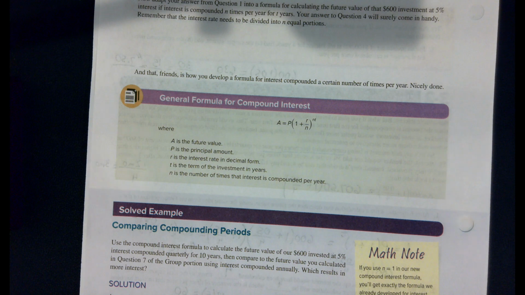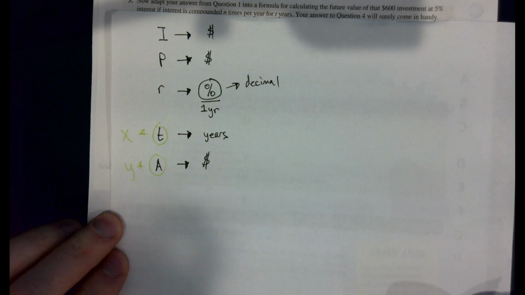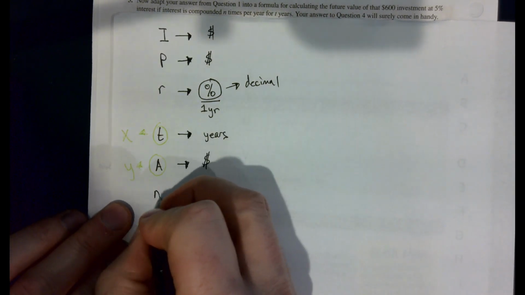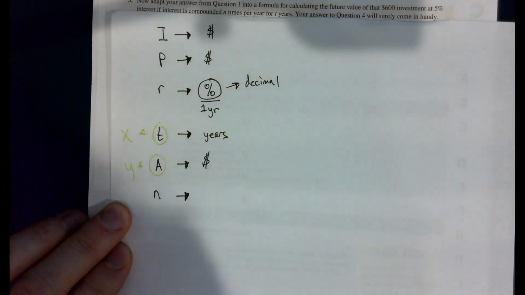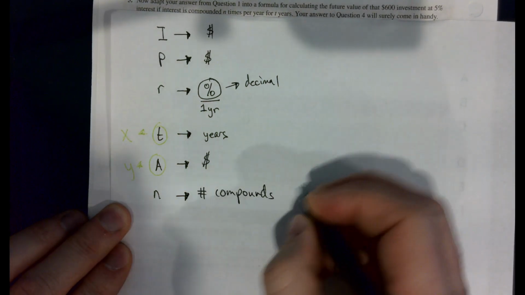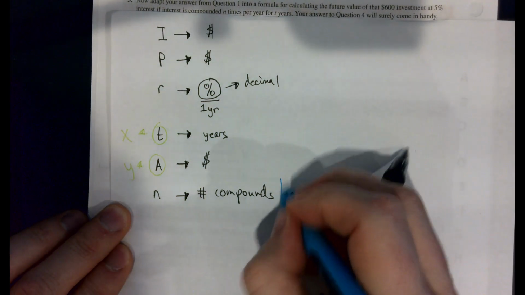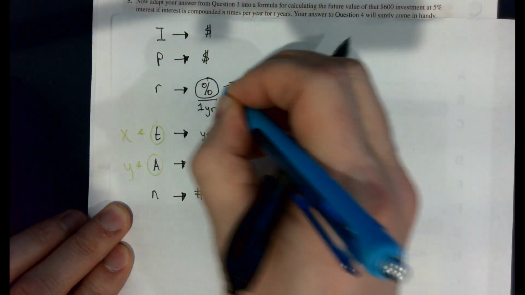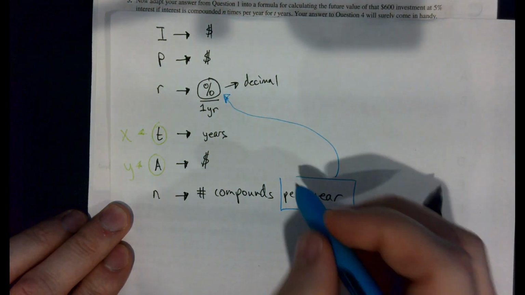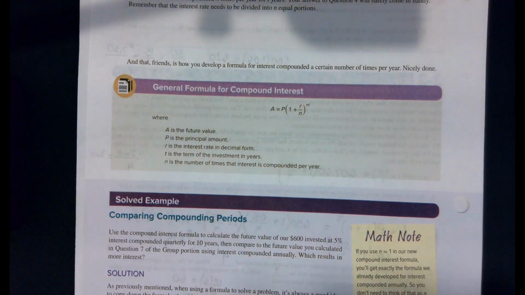We can add this to our list of things back from 3.1, our list of letters, IPRTA. This new one is N, and the units on this is number of compounds per year. This per year bit needs to be matching with our interest rate of a % per year. So those two do need to match up. Okay, so how does this mess work in practice? Well, let's take a look at problem 6.